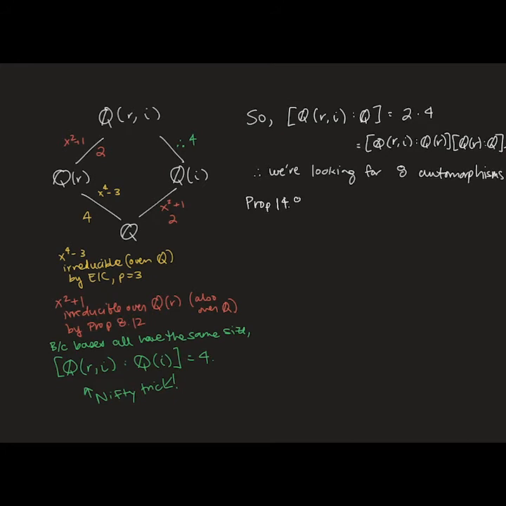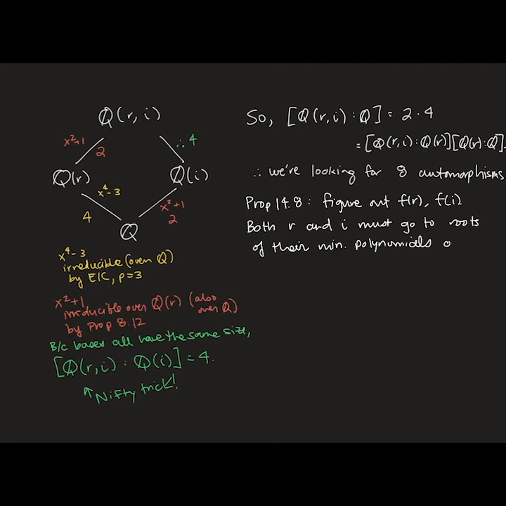And proposition 14.8, our last proposition, said we just need to know where r is going to go and where i is going to go. And if we find all the possible ways we can assign those, we should come up with 8 automorphisms. Now, r and i have to go to roots of their minimum polynomials over Q. So we just need to remind ourselves what those are. f of r is in the set r, ri, negative r, and negative ri. And f of i is either plus or minus i, right? Because those are the roots of x squared plus 1.